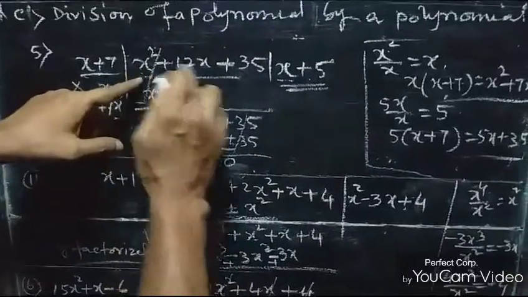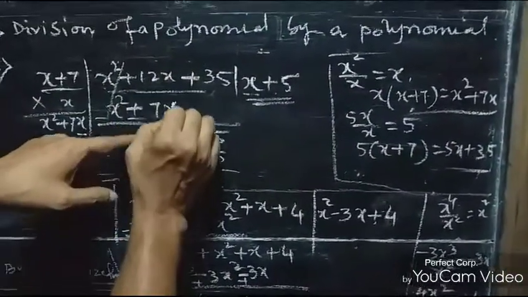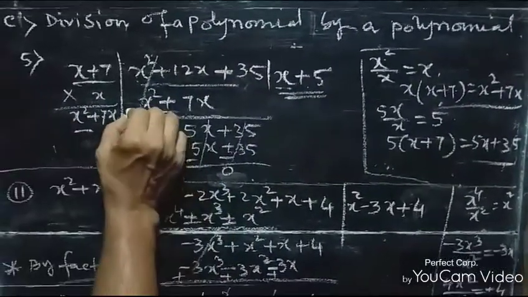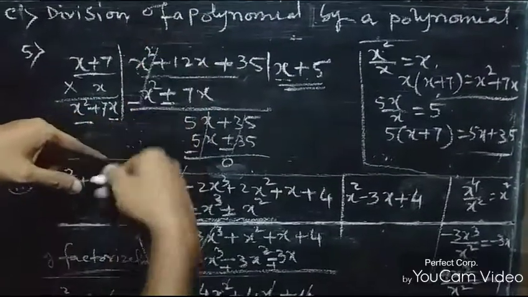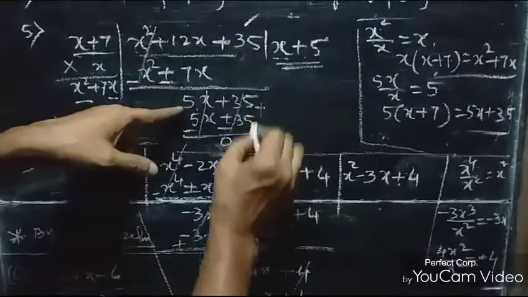That is, the power of the variable will be in descending order. So it is coming x square by 7x, this is the same, that is the like term over here. Now do the subtraction over here. So x square minus x square is cut off and this is coming 5x. Just take this 35 over here.